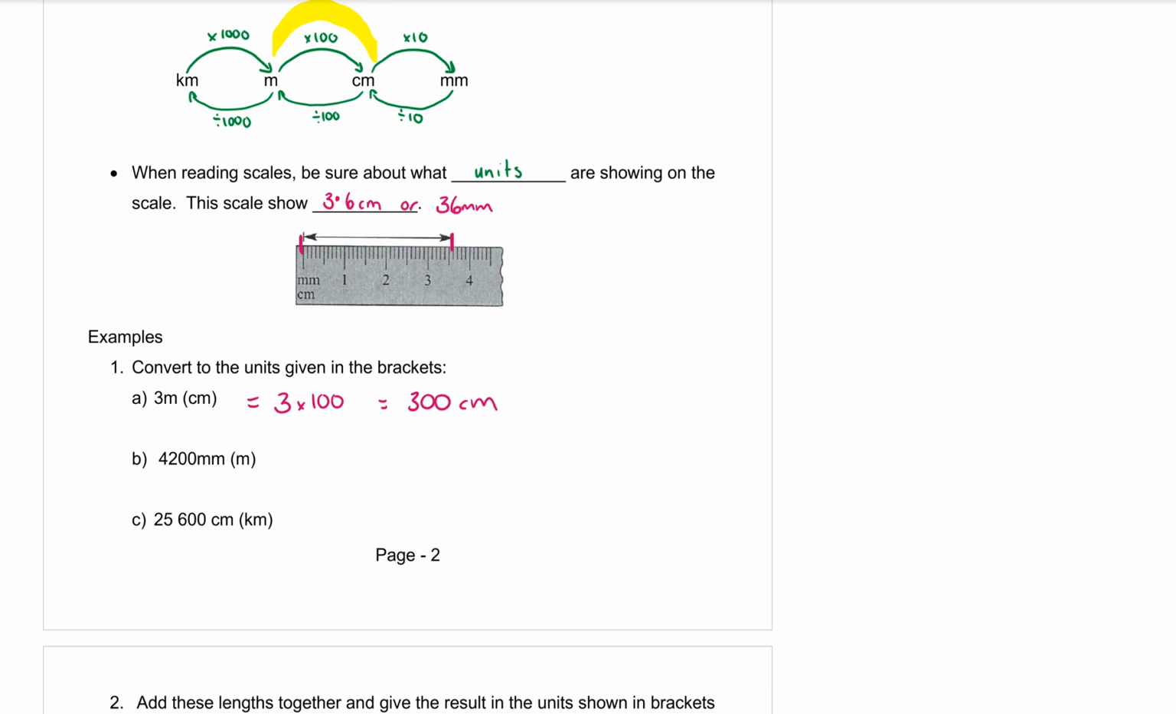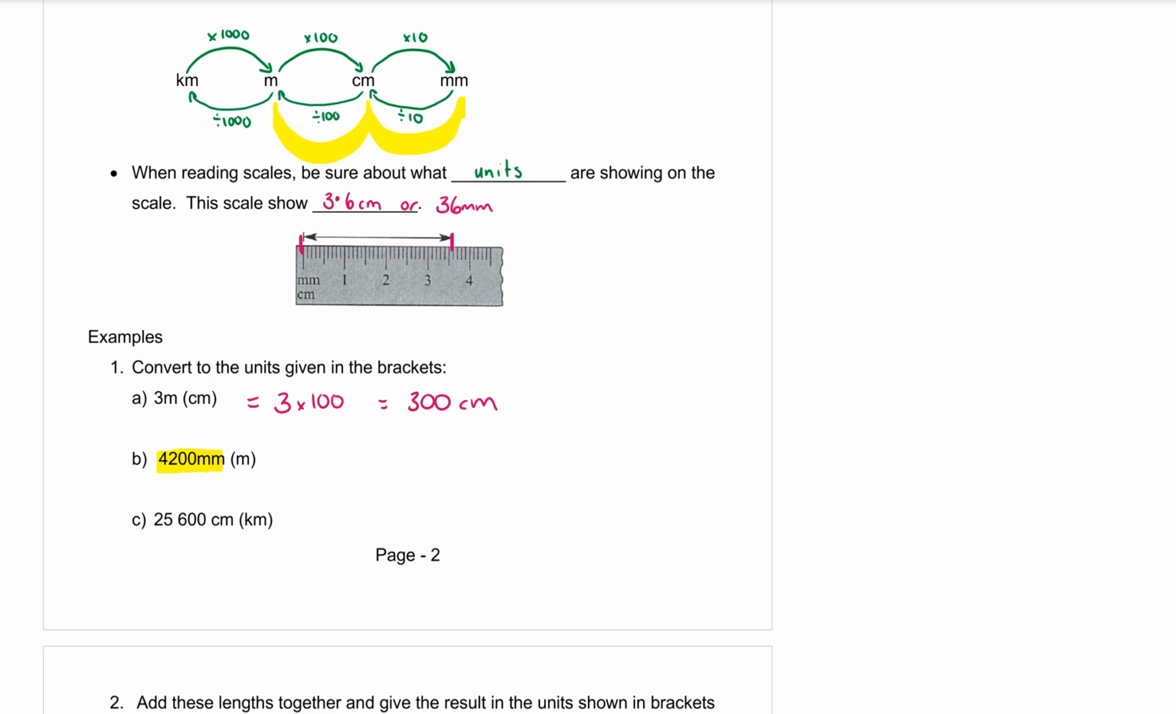Let's try that again for part B. So this time I have got 4,200 millimeters, and I want to go to meters. So find the millimeters on the diagram. Here it is down here. And I want to get to meters. That means I've actually got two jumps. I have to go to the centimeters first and then to the meters.